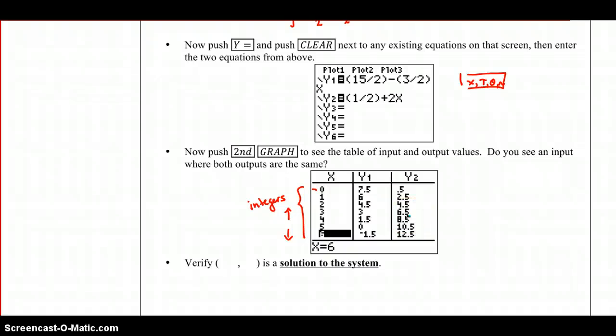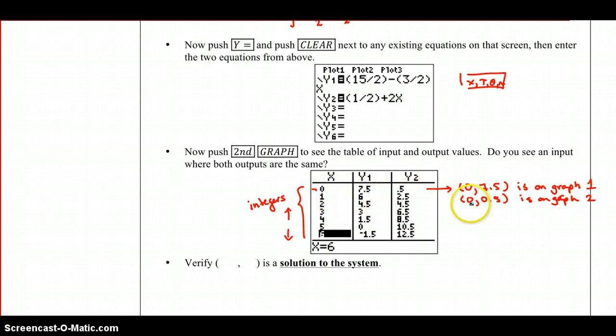Okay, so now if we're thinking about the graph, we're trying to find a point that they both have in common. So if we take this first row, for example, we have an input of 0, gives us an output of 7.5. Okay, so this point is on the graph of equation 1. But for an input of 0, the output is 0.5 for equation 2. So at 0, the point is 0.5 on the graph of equation 2. Okay, so they don't share a point in common here when the input is 0.